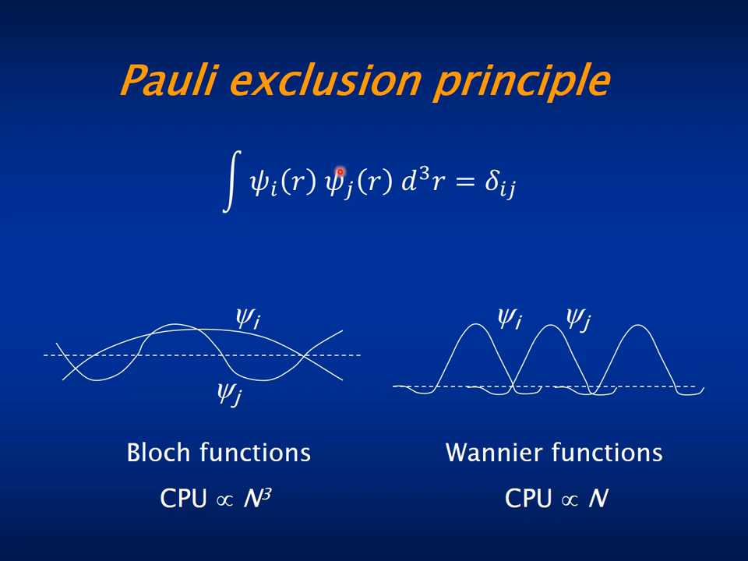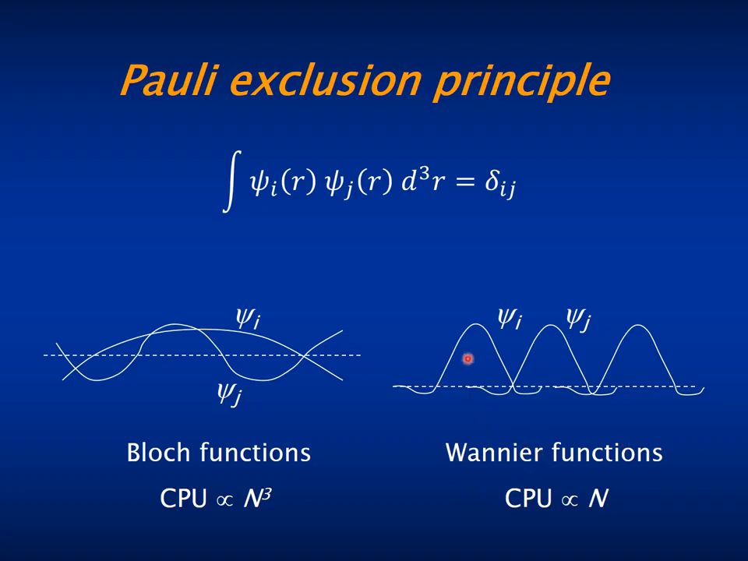However, although the Bloch states, or the molecular orbitals of the system, that is the solution of Schrödinger's equation, are extended over all space, one can perform a unitary transformation of them to make them as localized as possible. And these are called the Wannier functions.